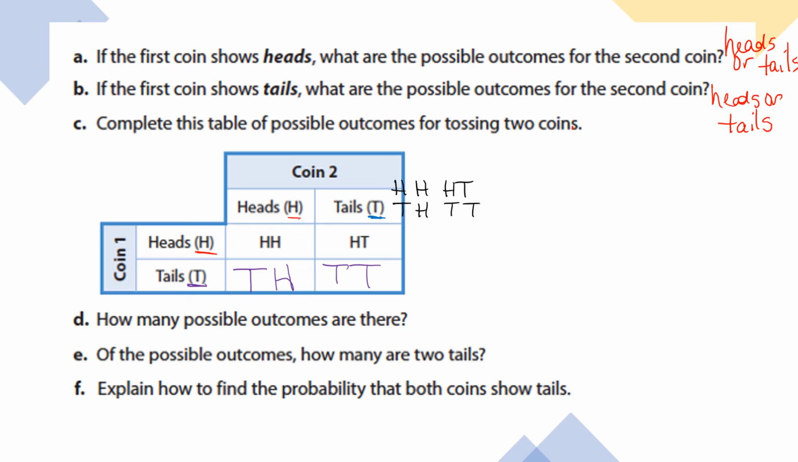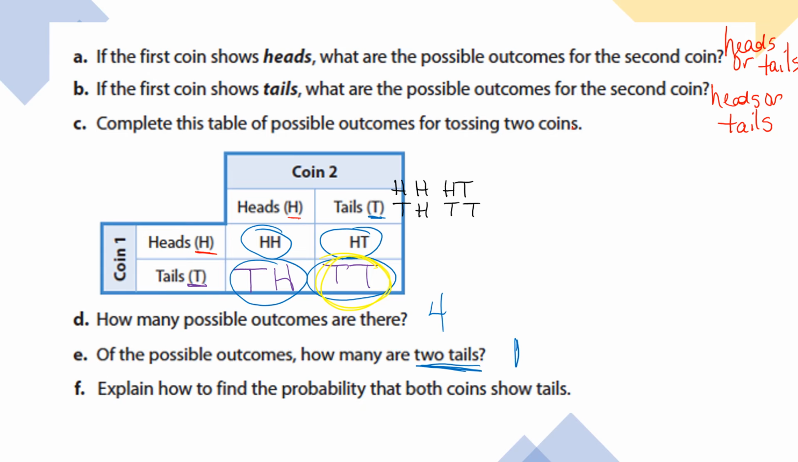there? So when you look, each one of these is a possible outcome. So there are 4 of those. Of the possible outcomes, how many are the 2 tails that we were looking for? So that would be a T and a T, and that's only this one right here. So that's going to be one of those were our possible outcomes that we were looking for. So explain how to find the probability that both coins show tails.